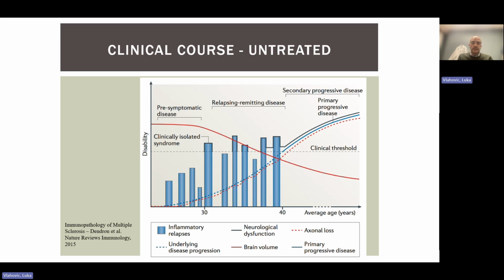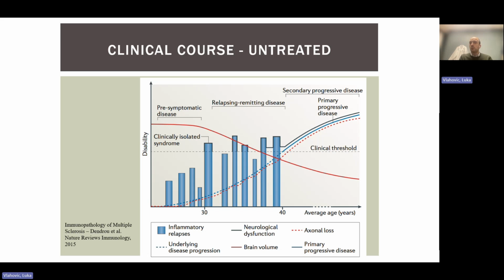This is a busy slide, but I really like it because I think it shows the complexity of MS, and some of this will be repetitive. Some of this will be put into the context of the various courses of MS. Again, the x-axis is where age is depicted, so here we can see 30, 40, going to 50. And on the y-axis, it's disability or clinical or neurological symptoms and deficits. This dotted line represents the clinical threshold, meaning that everything below that threshold is clinically silent.